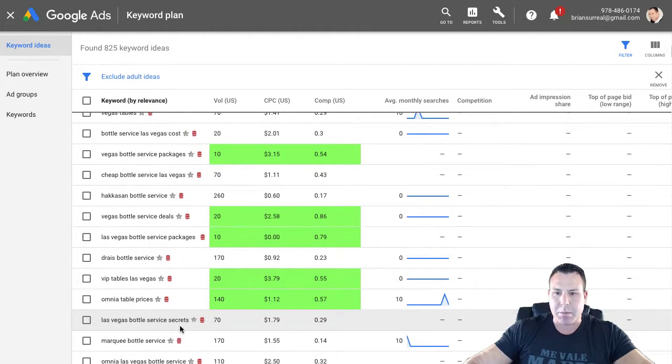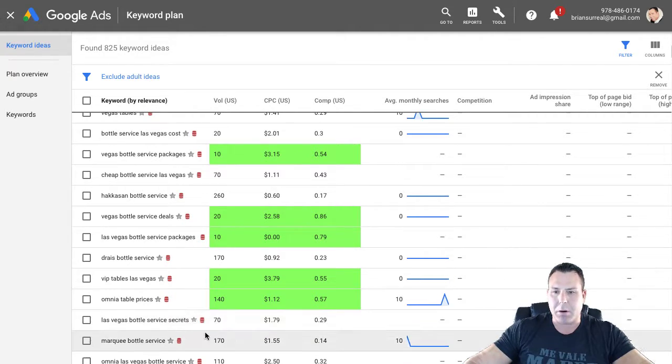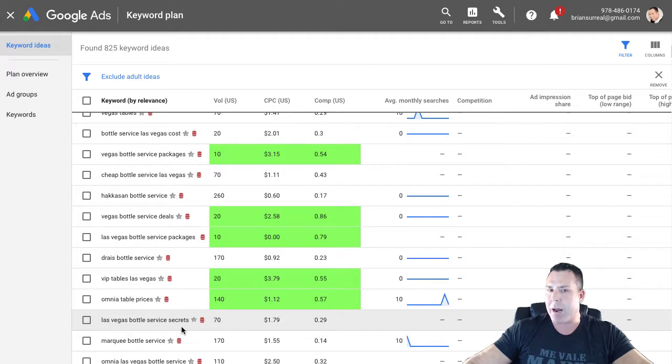So Las Vegas bottle service secrets. So that's the one we probably need to go after because that's getting a search volume of 70 per month, and it's actually being bid on. Okay, so potentially I could do a Las Vegas bottle service secrets video, and I'll rank number 1 on YouTube, and I'll rank number 1 potentially on Google for that term, and that's getting 70 per month. And if people are looking for bottle service secrets, it's a high buyer intent keyword. So that'd be something I could definitely go after.